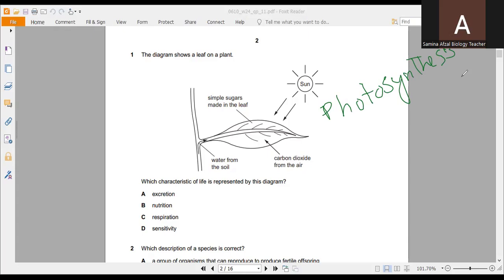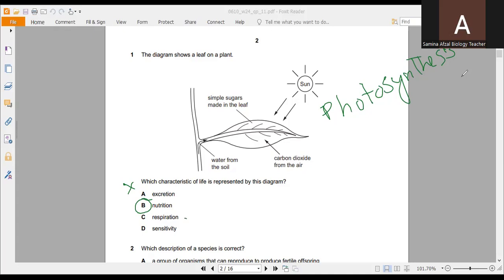They have shown photosynthesis. Excretion. Excretion is the removal of metabolic waste. So this is not the correct option. Nutrition. The plant gets nutrition by the process of photosynthesis. So B is the correct option.